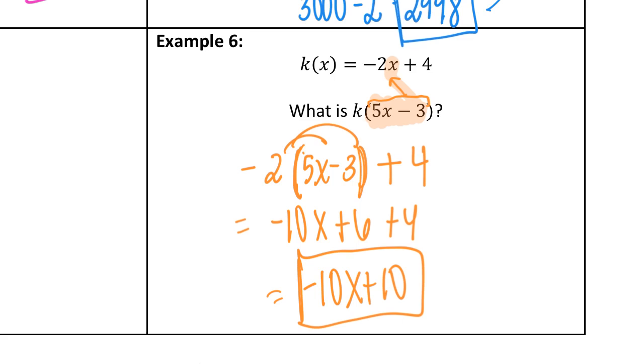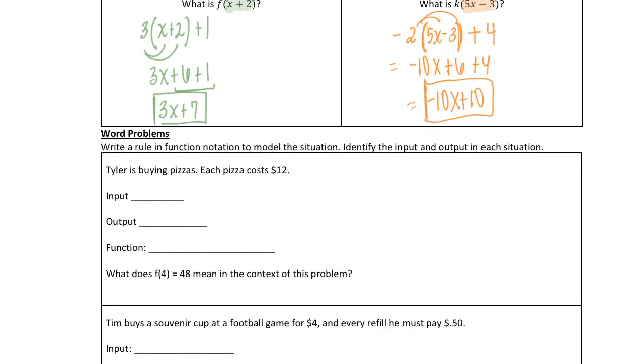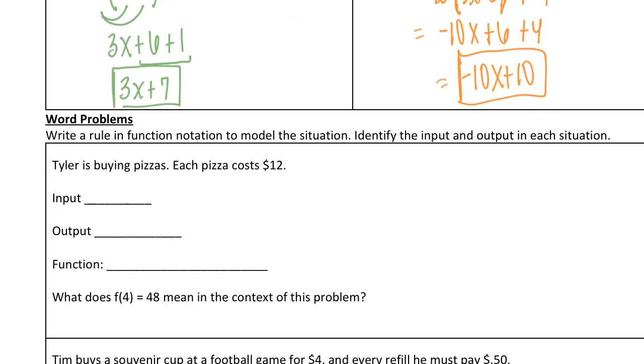Let's try it with a real-world scenario here. We're going to try to write a function rule and then evaluate it. Also, we're going to identify the input and the output for the function. So we have Tyler. He's buying pizzas. Each pizza costs $12. The input is the number of pizzas that he's going to buy. If he buys a certain number of pizzas, what is that going to affect? That's going to affect his output, which is his cost.